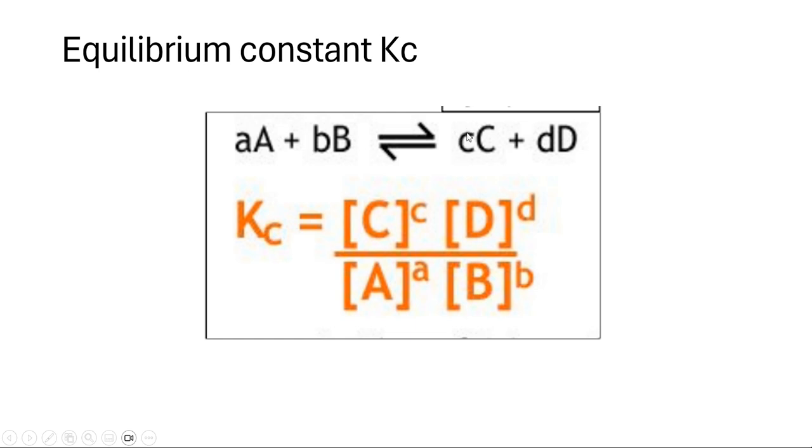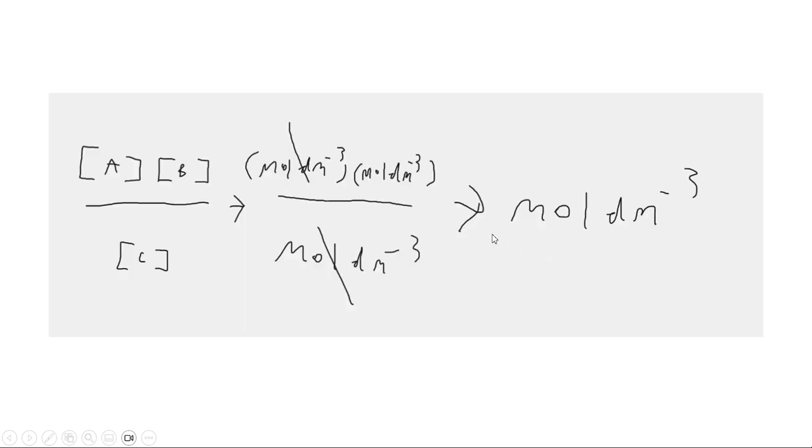And what you do is the number in front, so the moles, yeah? So like if it's 2A plus 3B, the 2 becomes a power, so it becomes A to the power of 2, B to the power of 3. You see, yeah? So big A to the power of small a, big B to the power of small b, yeah? So that's how this works.